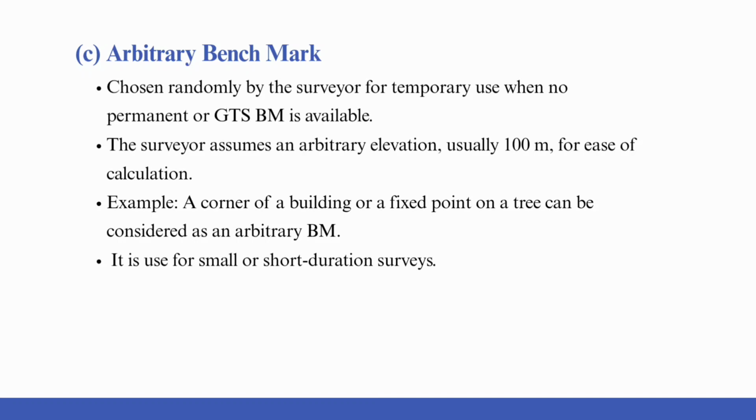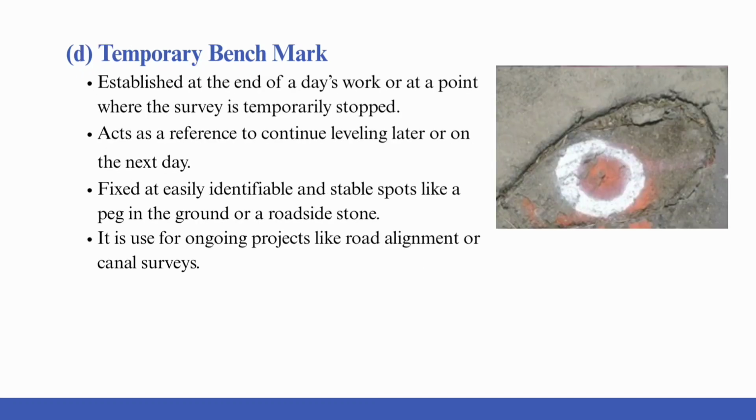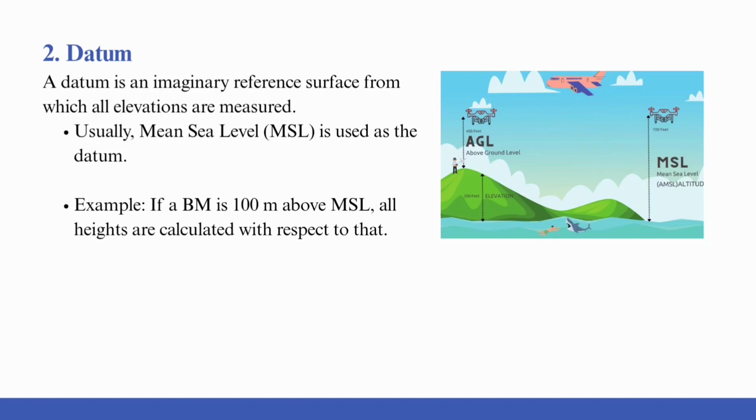Now the fourth type of benchmark is a temporary benchmark. A temporary benchmark is established at the end of the day's work or when the survey is paused. It is fixed on stable and identifiable objects like a roadside stone or a wooden peg to continue the work later.